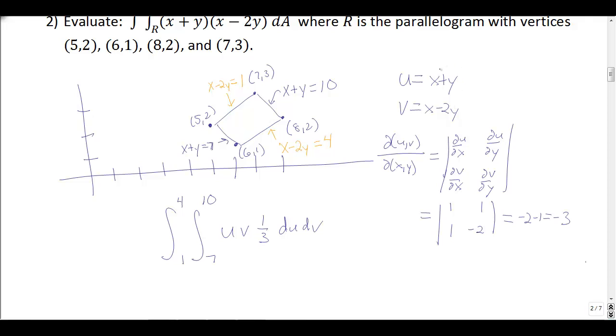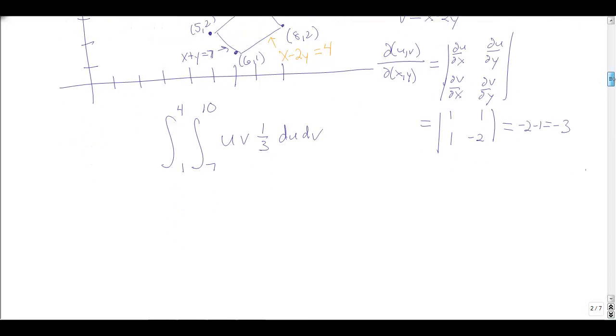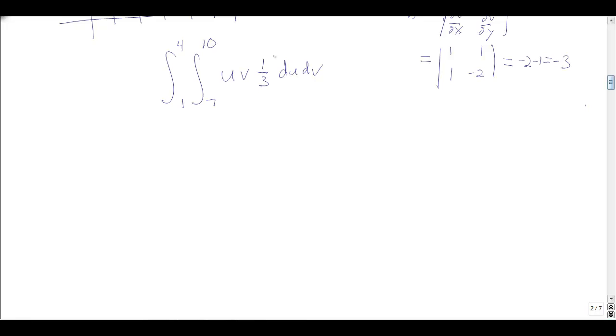Now again, you could have solved the u and v equations, get x as some function of u and v, y as some function of u and v, done partial x with respect to u, partial x with respect to v, partial y with respect to u, partial y with respect to v, then everything kind of flipped over, and then you would have gotten 1/3 here. But it's sort of simpler to do things this way than to find the inverses. Okay, now we just need to calculate this double integral here.